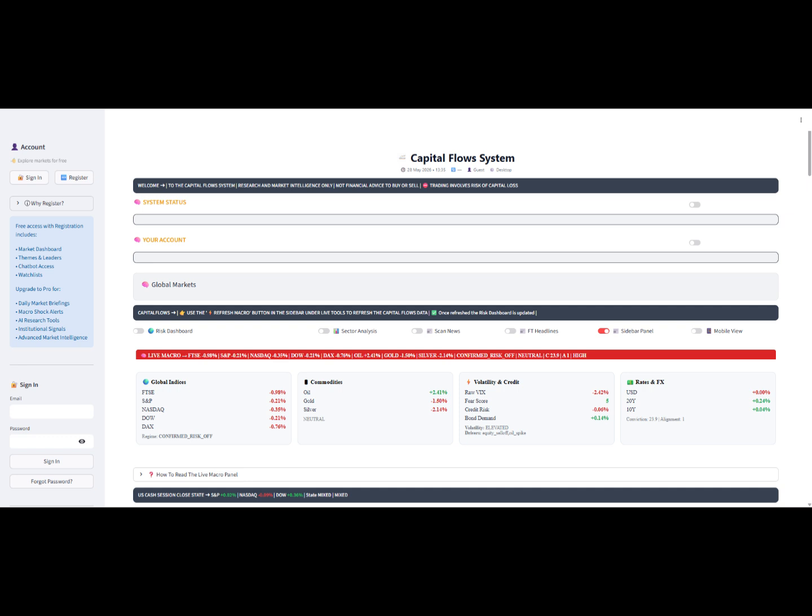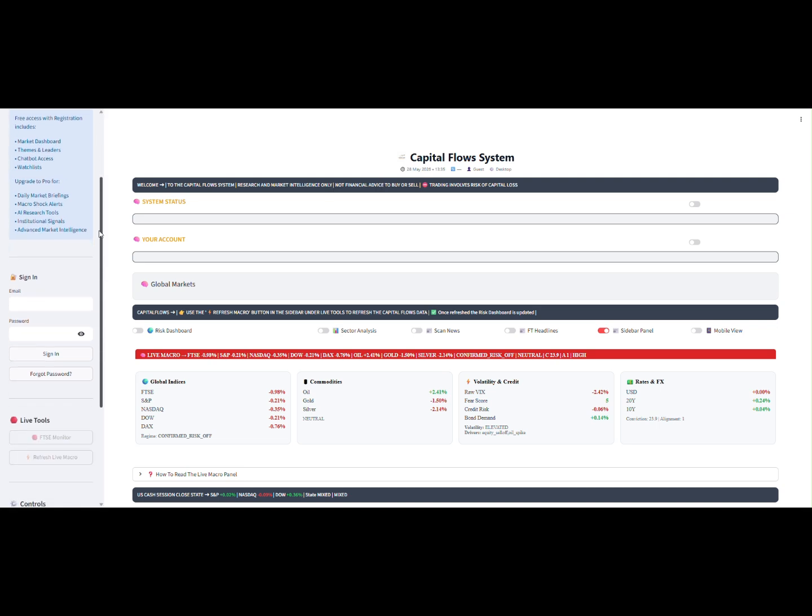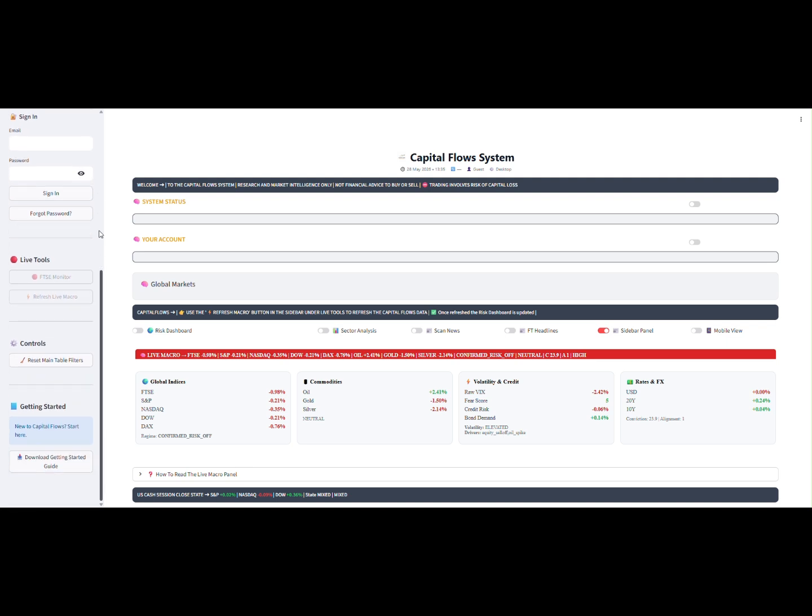These provide quick access to platform controls, account features, and live monitoring tools. Below that is the Global Market section, which acts as the macro dashboard for the entire system. The live macro bar gives a real-time overview of the current market environment, including major indices, commodities, volatility, rates, and overall market regime. This helps users quickly understand whether the market is in a risk-on, defensive, inflationary, or transitional state.